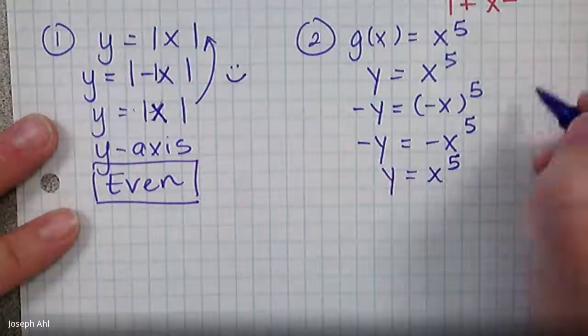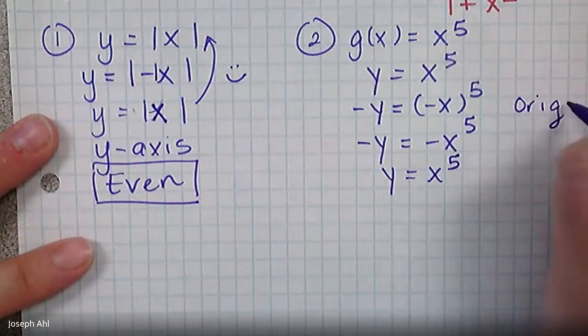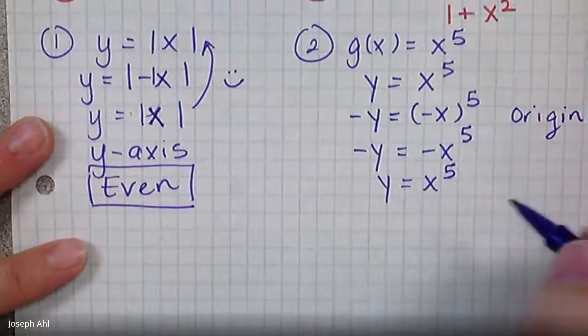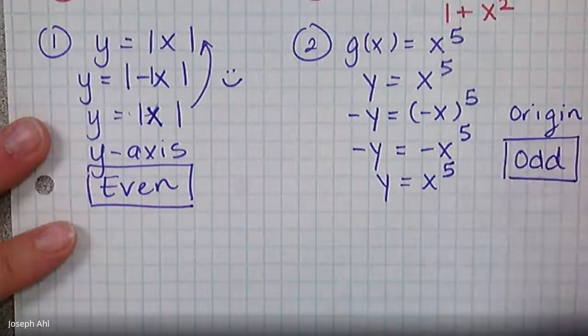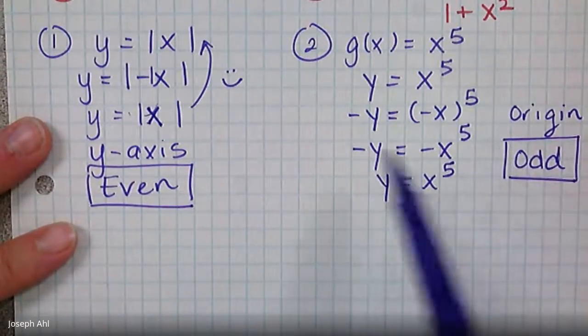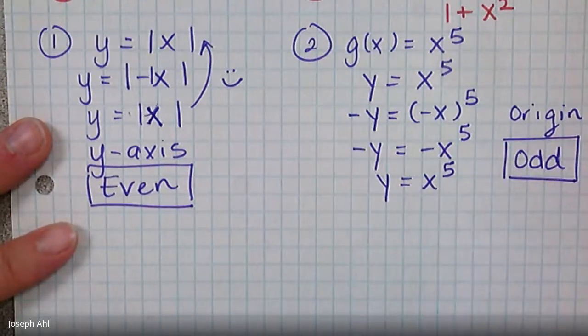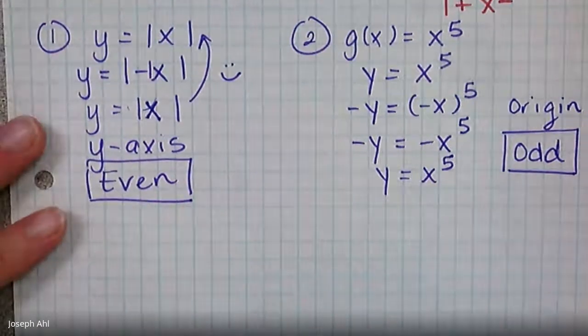What have I just confirmed? I know that this has origin symmetry because of the test, and therefore my conclusion is that this is odd. It doesn't even make sense to test even. We're not going to be both even and odd at the same time. Okay, 2 more to try.